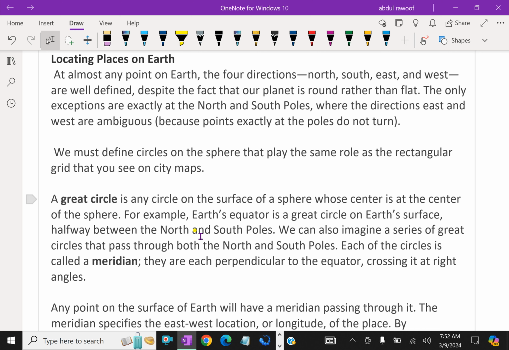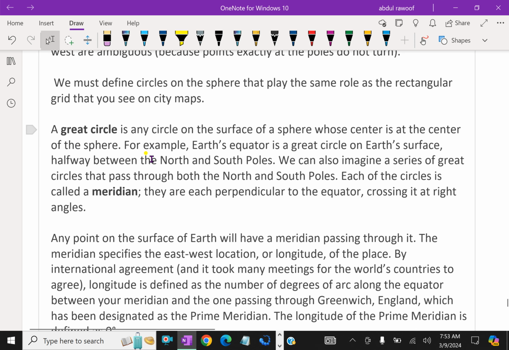We can use these ideas to define a system of coordinates attached to our planet, like the layout of streets and avenues in some cities. It helps us to find where we want to go. That means GPS is useful nowadays. Where you want to go, how to locate our place to reach it is easy now. Coordinates on a sphere, however, are a little more complicated than those on a flat surface. We must define circles on the sphere that play the same role as the rectangular grid that you see on city maps.